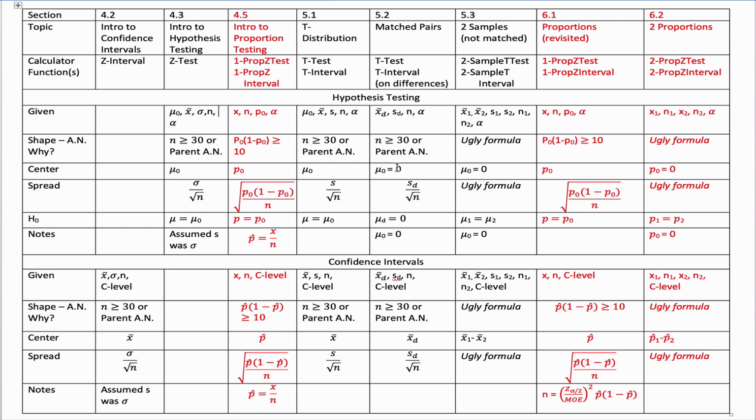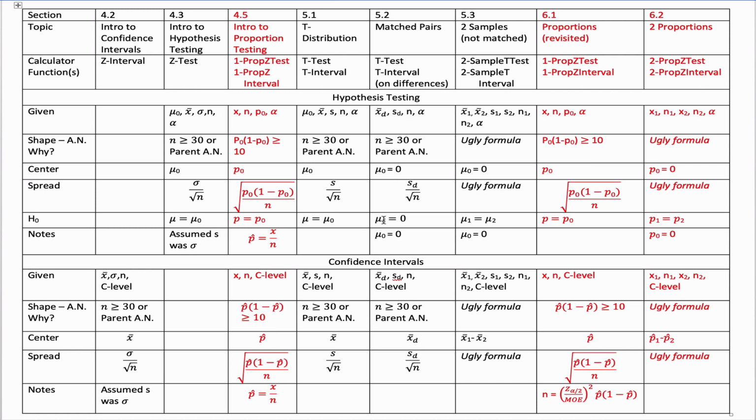Your center is mu naught in 5.2, just like it was in 5.1. But mu naught equals 0, so the middle of your picture will have a 0 in it, similar on 5.3. The spread formula ends up being the same in 5.2 and 5.1, although I think by the time we got to 5.2, I stopped asking you about shape, center, and spread, at least this term I did. But it's the same formula, it's just now instead of s, it's the s of the differences column. But otherwise, this looks the same.